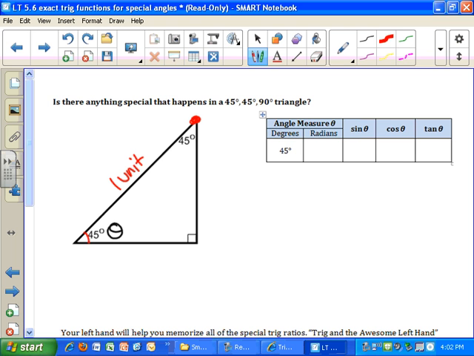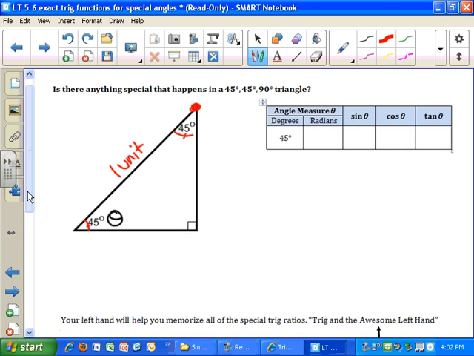Well, when you have two 45-degree angles, then you know you've got an isosceles triangle, because when two angles are congruent, then two side lengths have to be congruent. So I don't know how long that side is, I'll call it x, but I do know that it has to be the same on the other side. So when I'm solving my equation, I can say that 1 squared, my radius squared, has to equal the square root of x squared plus x squared.